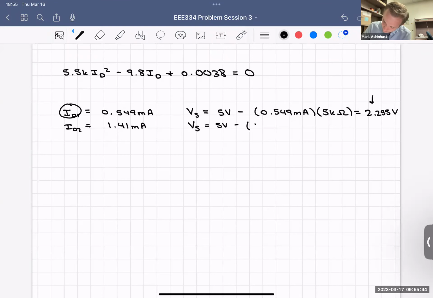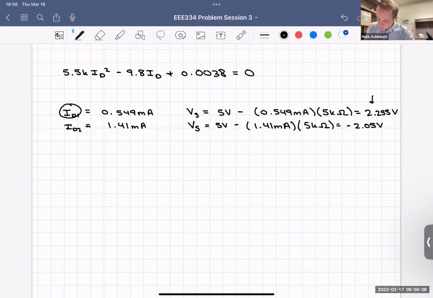Let's check ID2. 1.41 milliamps times 5 kilo ohms. Put that in your calculator. You're going to get negative 2.05 volts. That's bad, right? We can look at the equations we have and think about it.